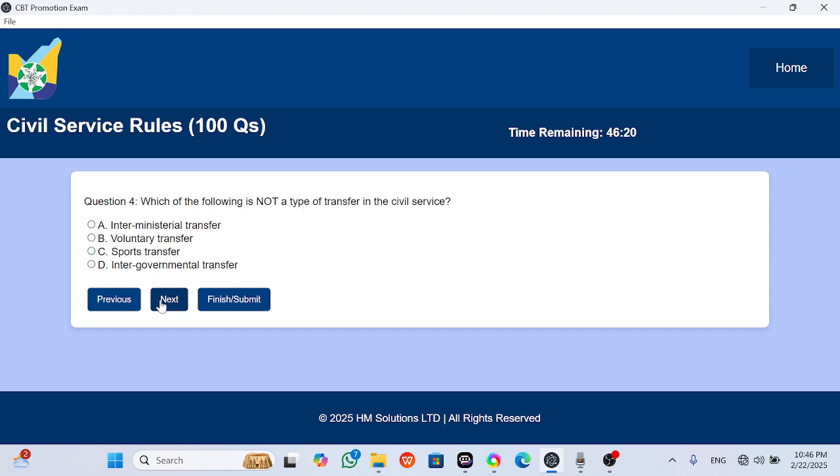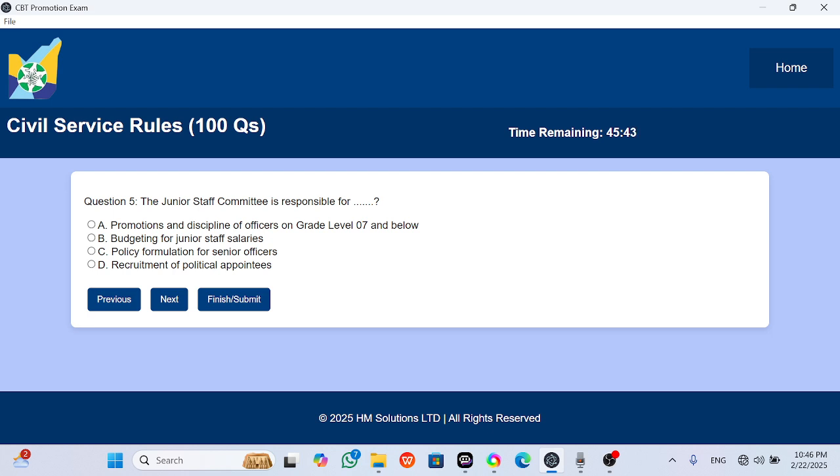Next, which of the following is not a type of transfer in civil service? A, interministerial transfer. B, voluntary transfer. C, sport transfer. D, intergovernmental transfer. If you are wise enough, you know that sport is the problem because we are talking about civil service rules. Okay, next. Number 5.